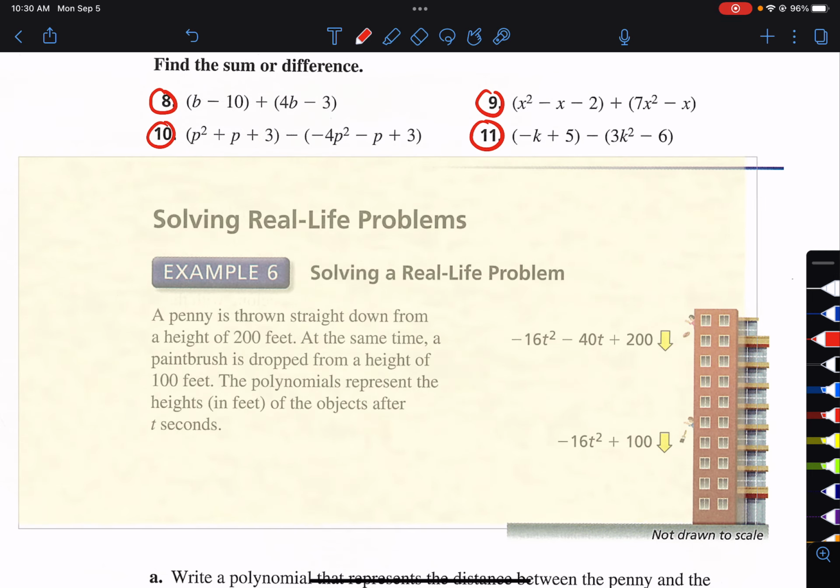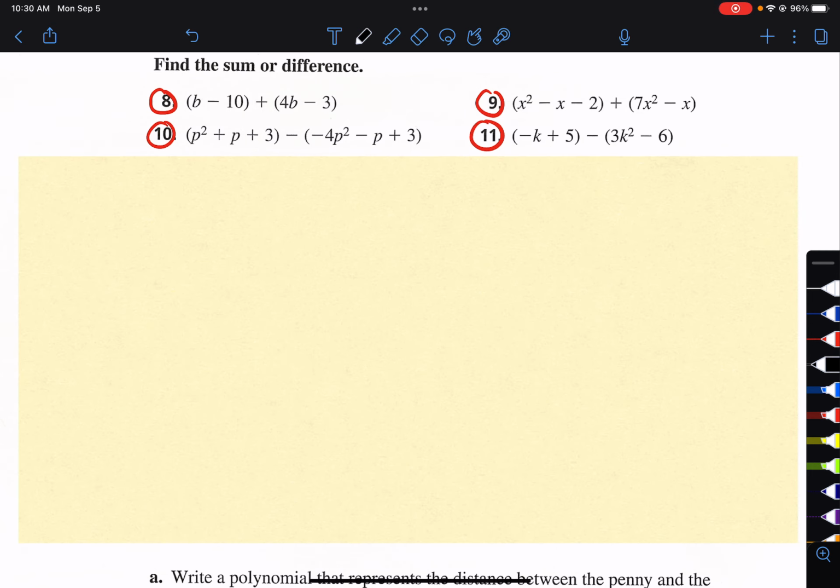Okay, let's see if you did those problems correctly. If not, then we need to practice a little bit more, or you know what to look for, right? If you made a mistake, you know what mistake to look for.